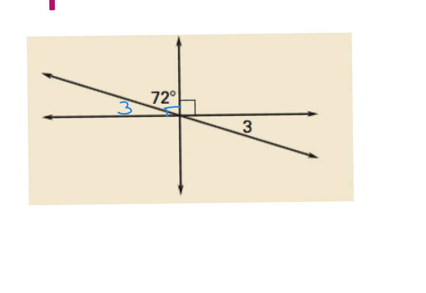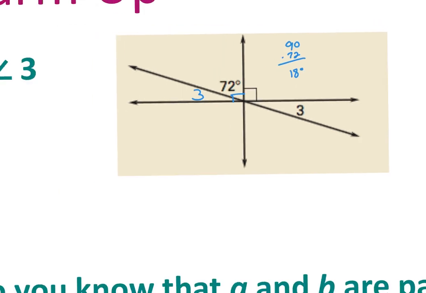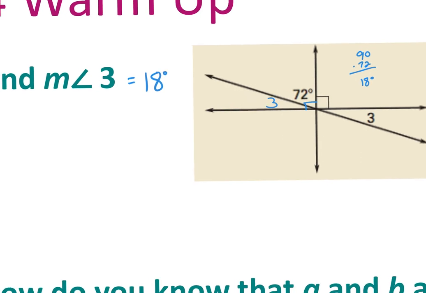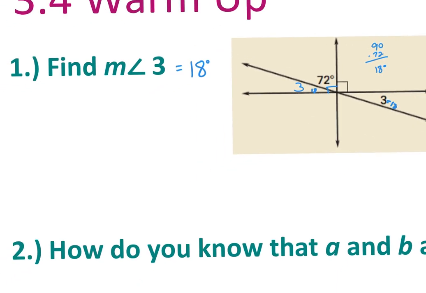So then I would do what with that 72 to get angle 3? 90 minus 72. Good. Which equals 18. And what else equals 18, this angle? Right, so this is 18 and this is 18.